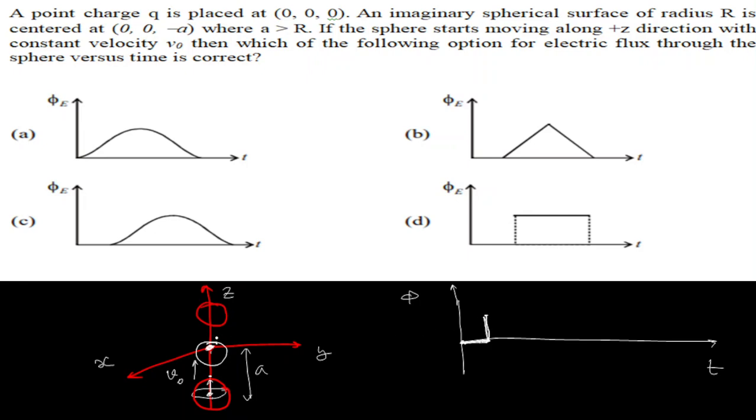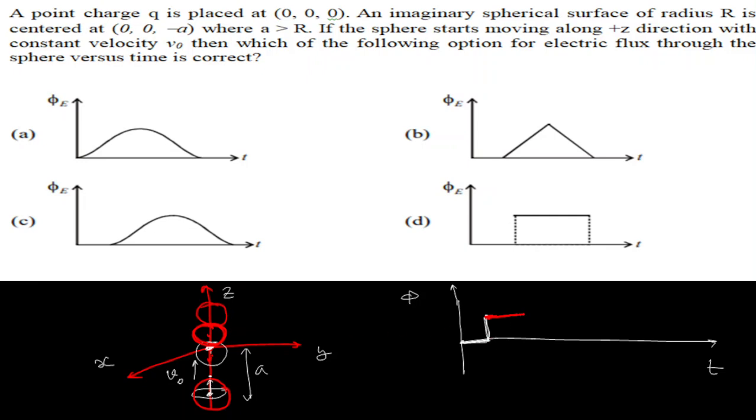And then the sphere keeps moving upward, and after some time the sphere will be just like this. Again the charge will lie outside the sphere, so the flux will again be 0. But to move the center from here to here, it will take some time. During this time the total enclosed charge will always be q, so the flux will also be q by epsilon naught.